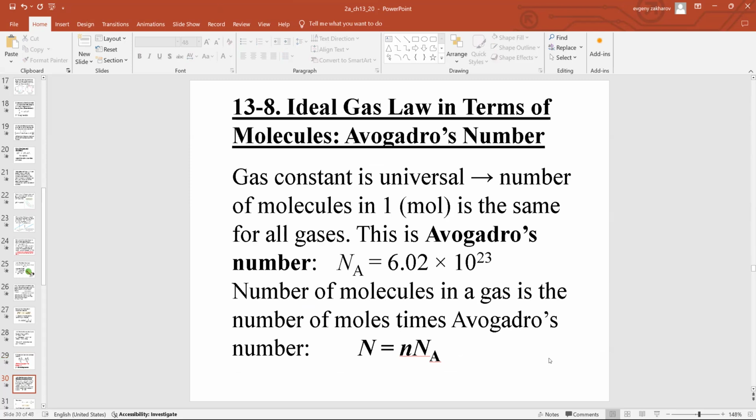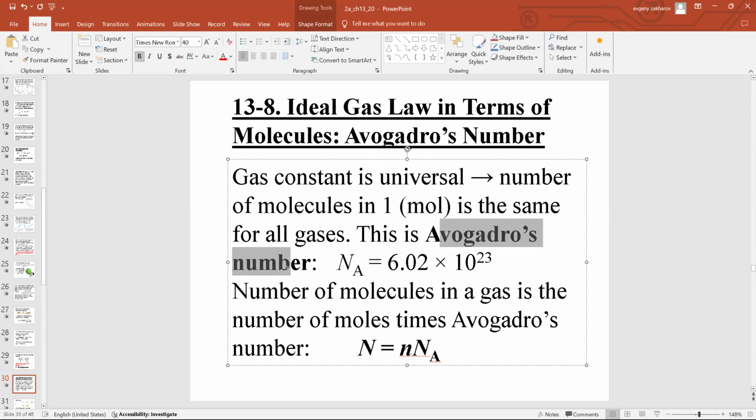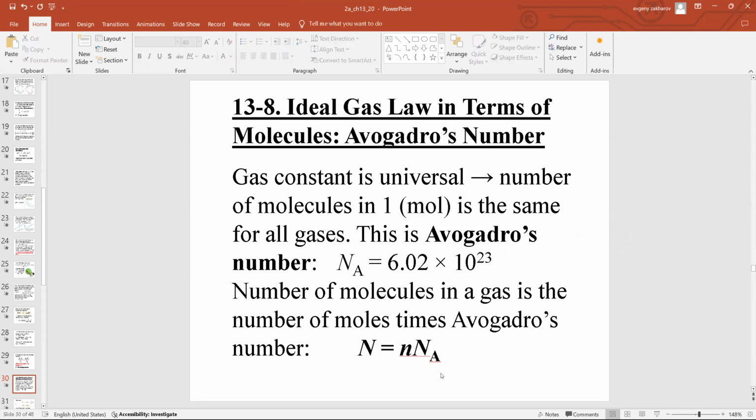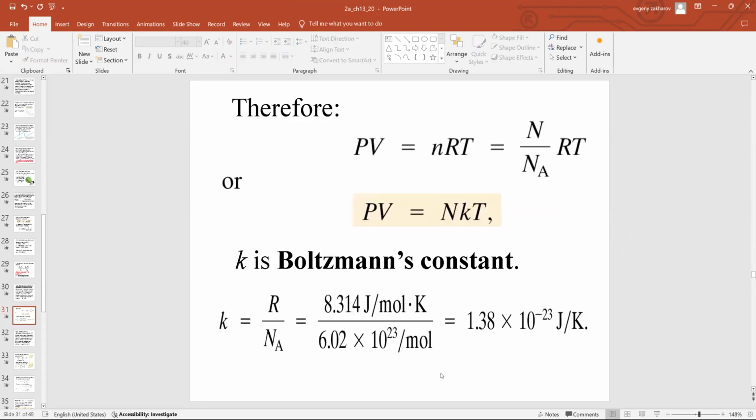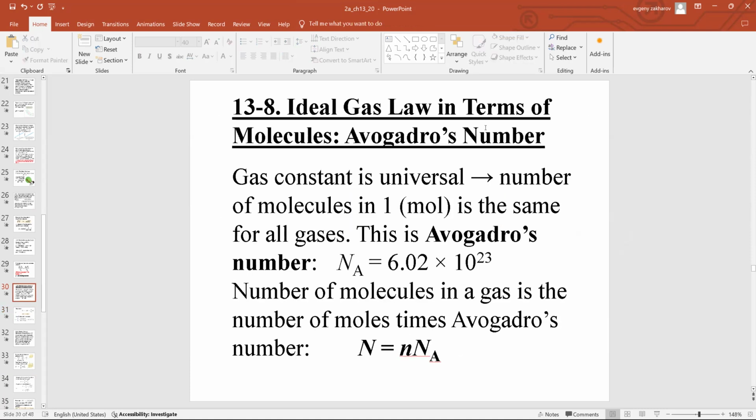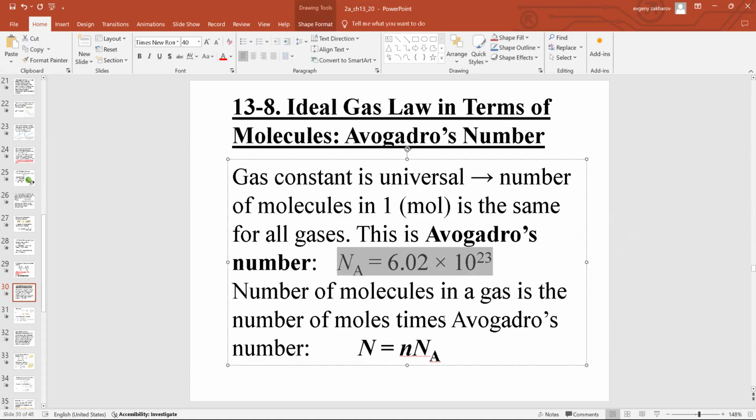Avogadro's number is the number of atoms and molecules in 1 mole. You can replace the concentration with the number of atoms and molecules that you have with respect to Avogadro's number, and rewrite the equation PV = nRT in this form. So instead of concentration, you just say it's the number of atoms and molecules in my system with respect to Avogadro's number. Once again, Avogadro's number is a constant. You don't have to remember the actual value. I will give it to you for the test.